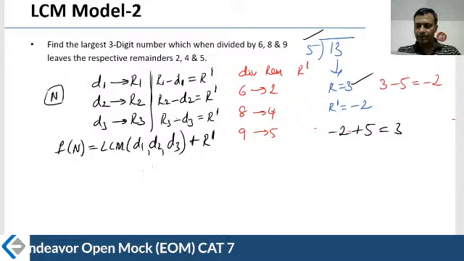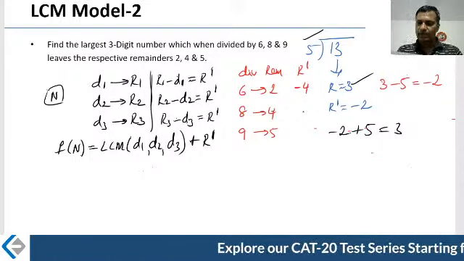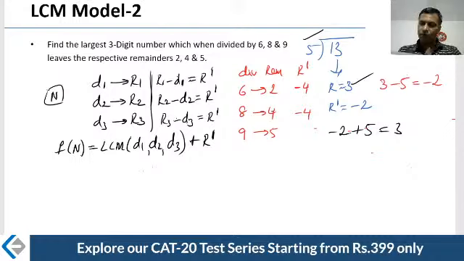What is the negative remainder, therefore? The negative remainder is minus 4, that is 2 minus 6. What is the negative remainder? 4 minus 8, which is minus 4. 5 minus 9, which is also minus 4. Is the negative remainder constant? Yes. So I should write the family of numbers in this case.